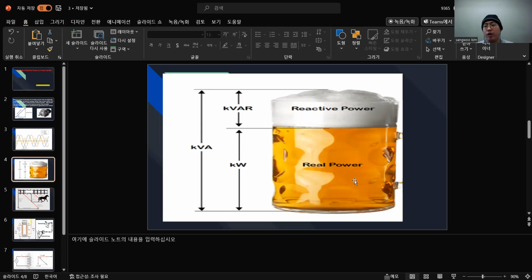In a power system, if we explain it like this, how do we understand it? So let's try to understand it more deeply and logically. First of all, in the picture of the beer cup, the bubbles have a purpose. They add a good taste to the beer, which means they actually do something as they exist in the beer. Reactive power has the same meaning. It actually does something.